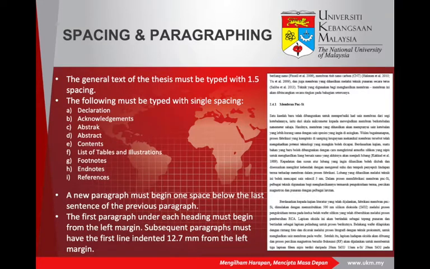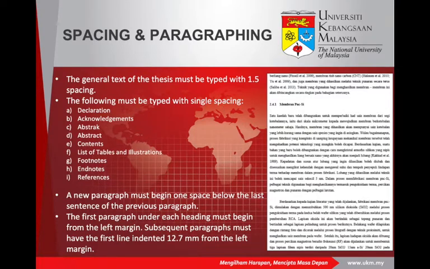For spacing and paragraphing, generally the text of your thesis must be typed with 1.5 spacing. The following must be typed with single spacing: the declaration, acknowledgements, both abstracts, I've mentioned this before, your list of contents, list of tables and illustrations, footnotes, endnotes, and references. So all of these must be typed with single spacing.